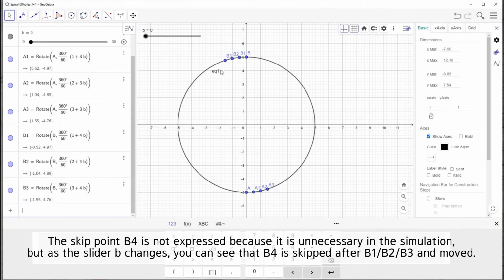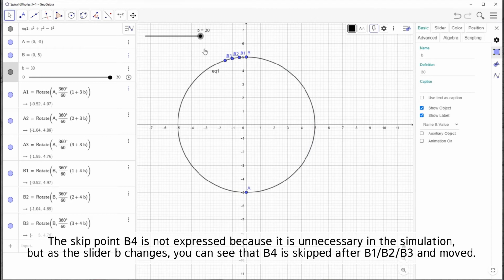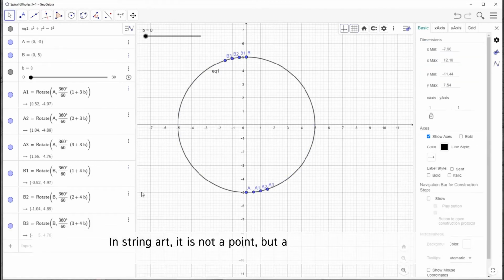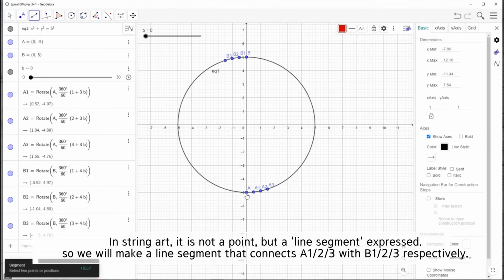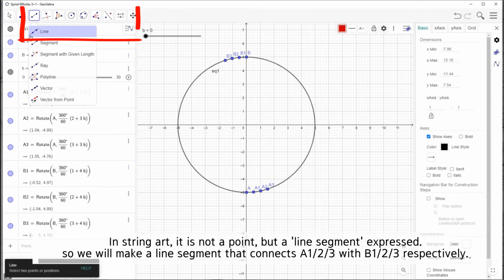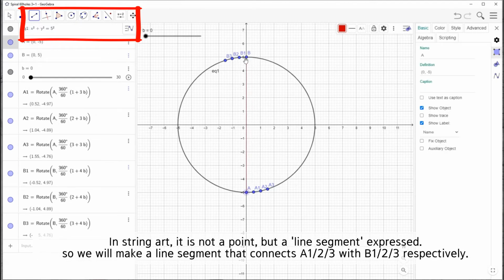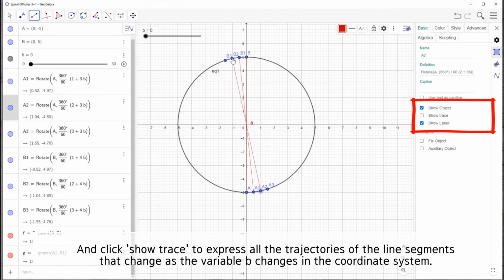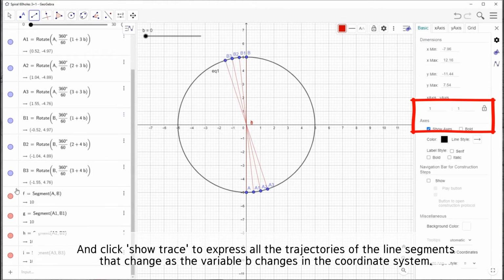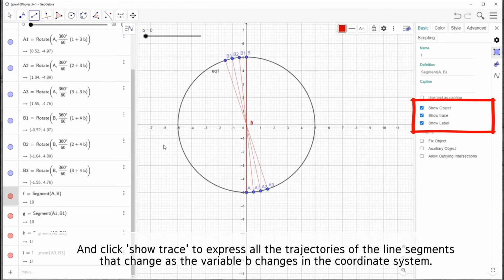The skip point B4 is not expressed because it is not necessary in the simulation. But as slider variable B changes, we can see that a point B4 is skipped after B1, B2, B3 and moved according to B changes. In string art, it is not a point, but a line segment that will be expressed. So we need to make line segments that connect A1 to 3 with B1 to 3 respectively. And click Show Trace to express all the trajectories of the line segments that change as the variable B changes in the coordinate system.